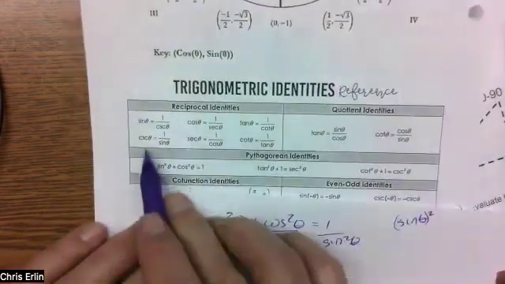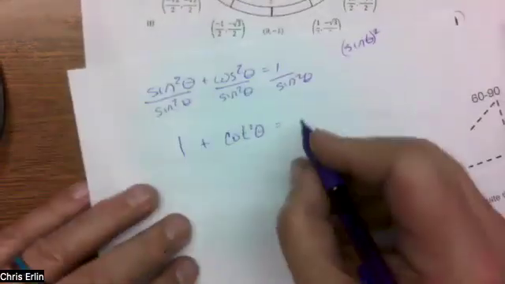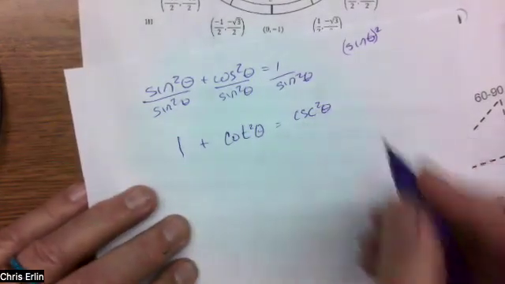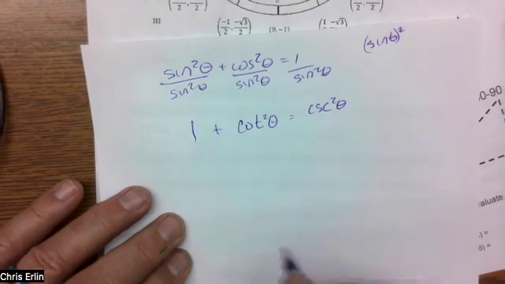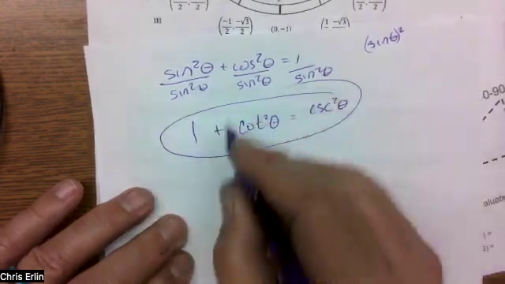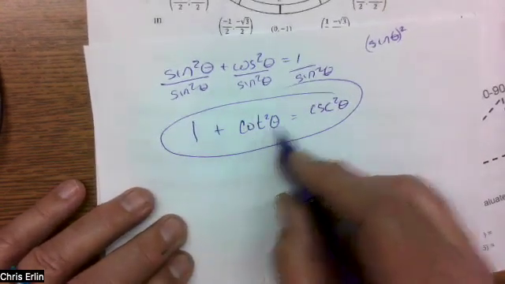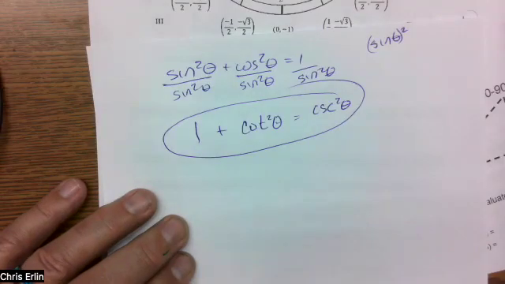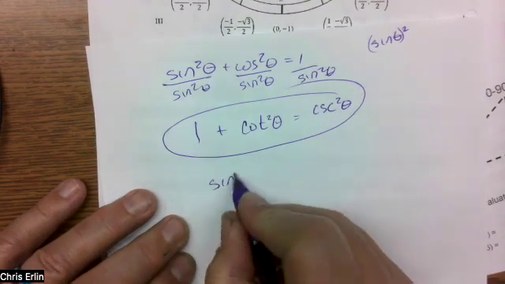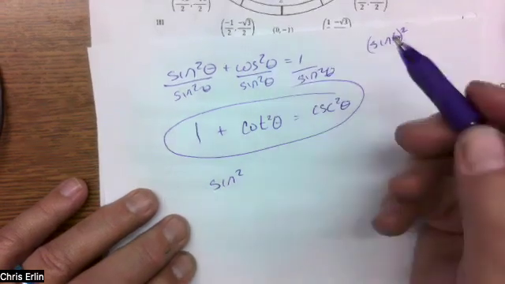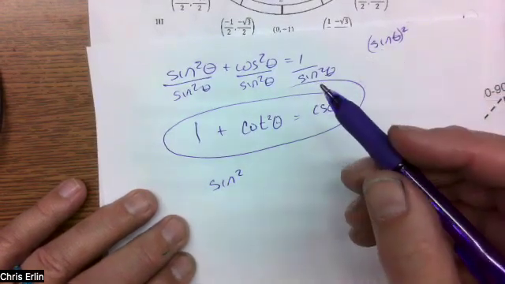What's the reciprocal of sine? Cosecant. So this is a second Pythagorean identity. If I gave you the cotangent squared, you could find the cosecant squared this way. Cotangent squared plus 1. Isn't that weird?